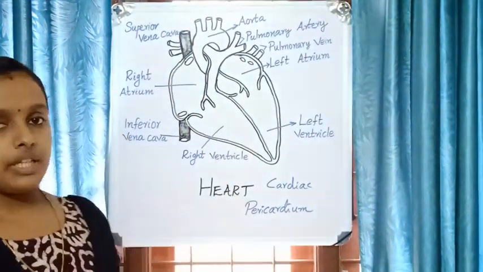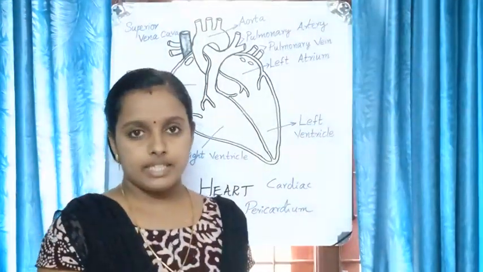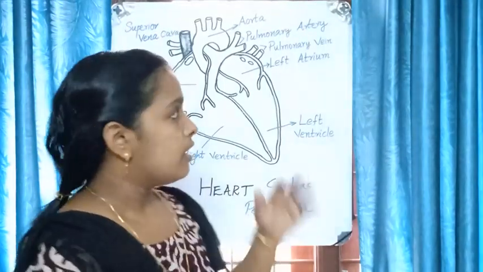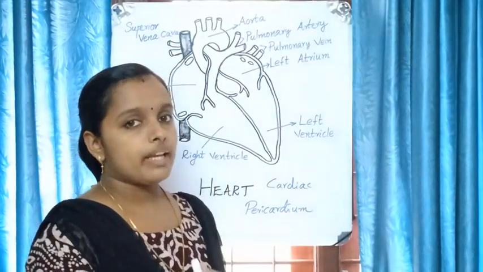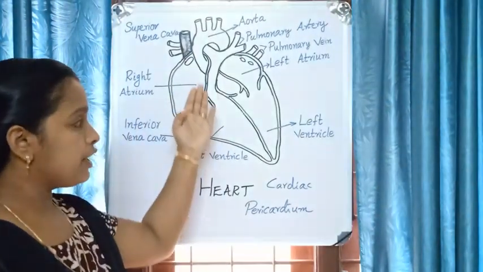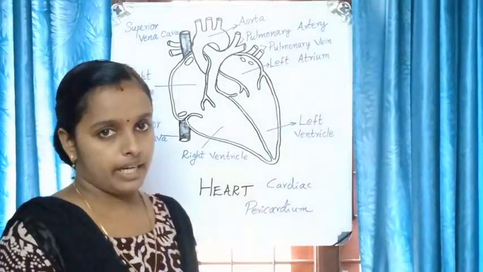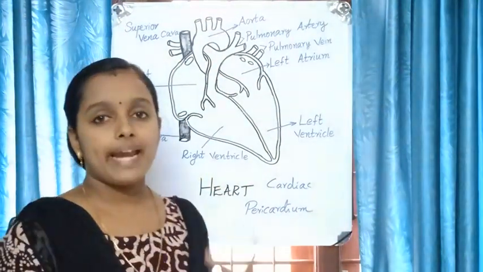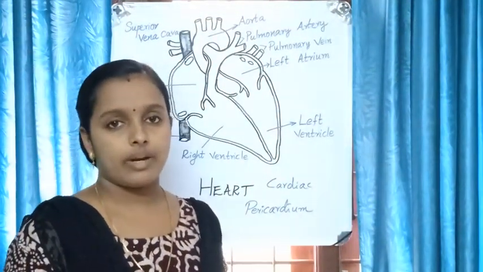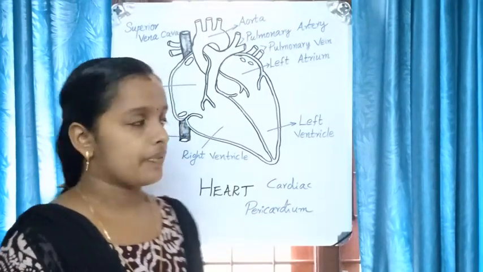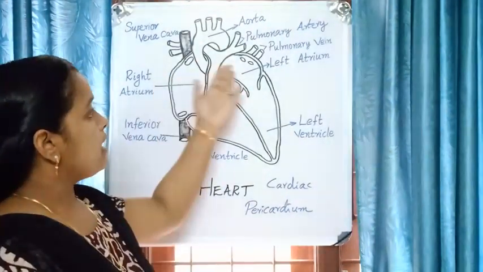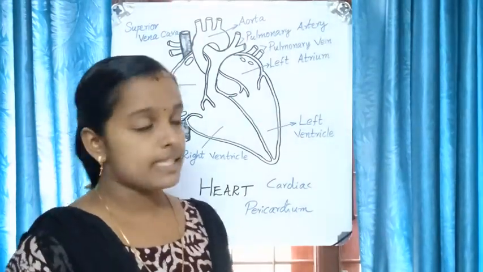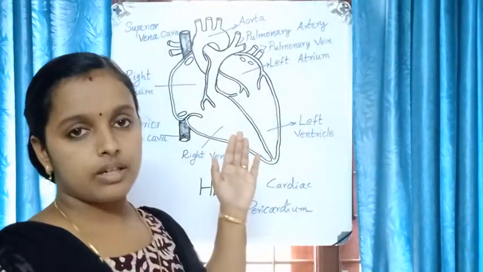So, the location in the middle, in the center of our chest, behind the sternum, in between our lungs, that is the position of the human heart, and it is protected by a double membrane known as pericardium. The heart is made up of muscle known as cardiac muscle. Next, it is made up of 4 chambers, that is 4 compartments.